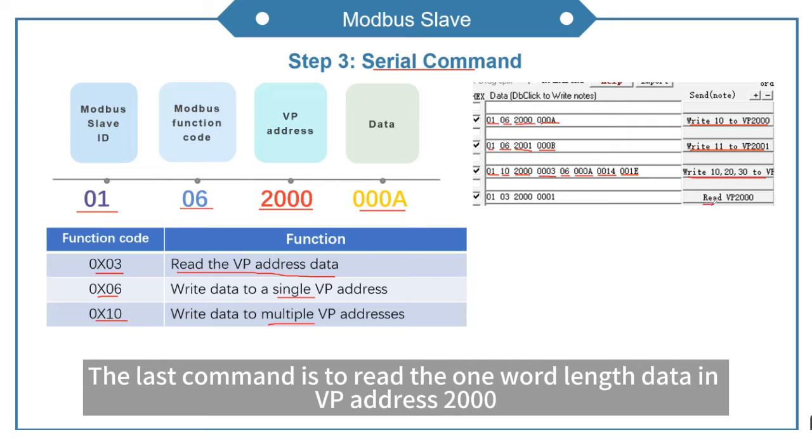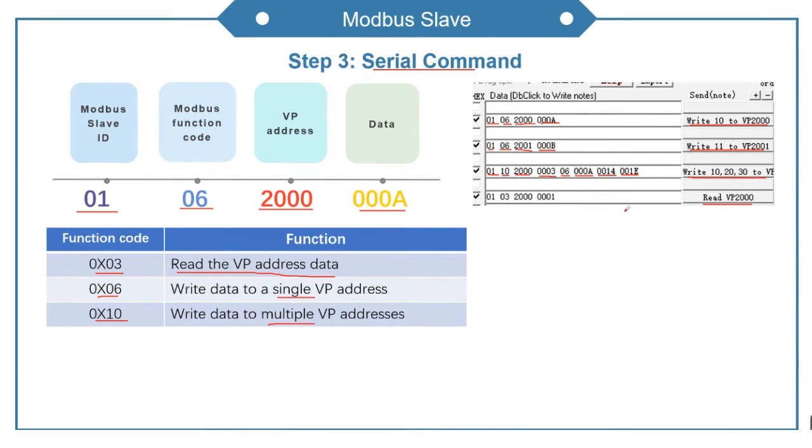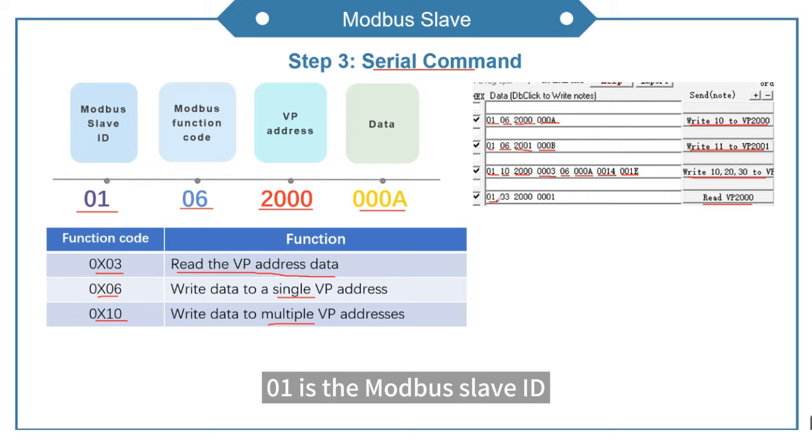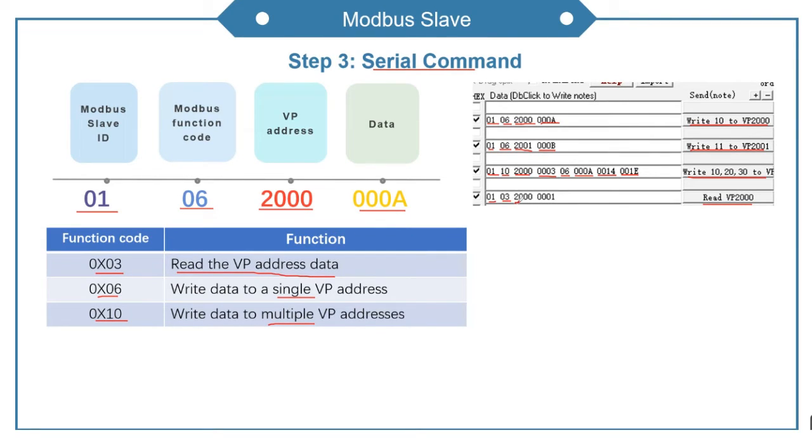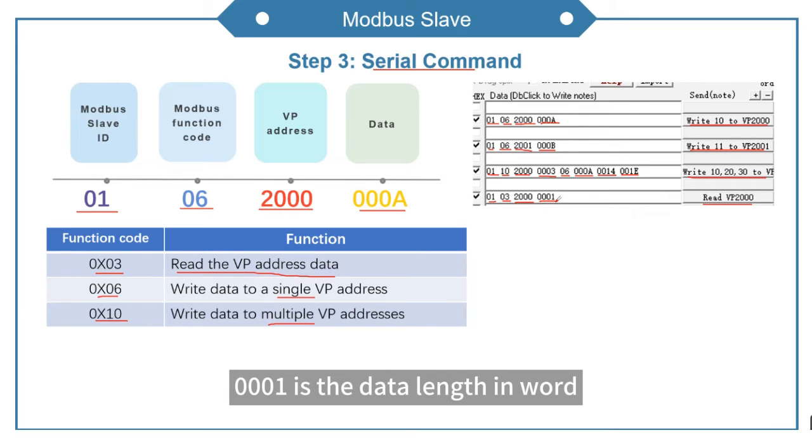The last command is to read the one-word length data in VP address 2000. 01 is the Modbus slave ID. 03 is the Modbus function code. Read the VP address data. 2000 is the VP address. 0001 is the data length in words.